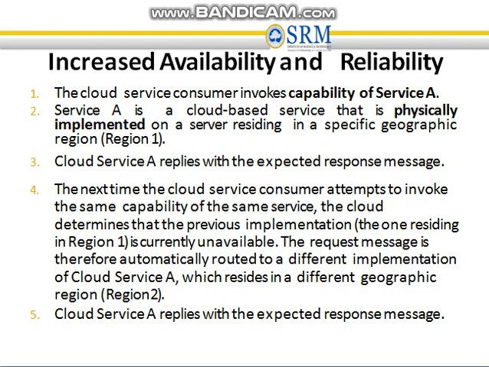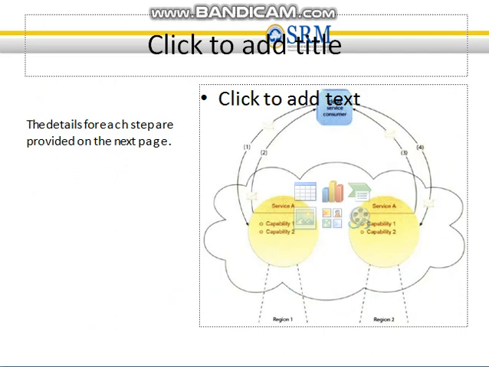So this particular diagram, which we saw in the previous slide, shows a cloud service consumer invoking a capability of service A. Service A is a cloud-based service that is physically implemented on a server residing in a specific geographic region, and cloud service A replies with the expected response message. Here the cloud service consumer invokes the service, and based on the invocation, service A responds with the response message.